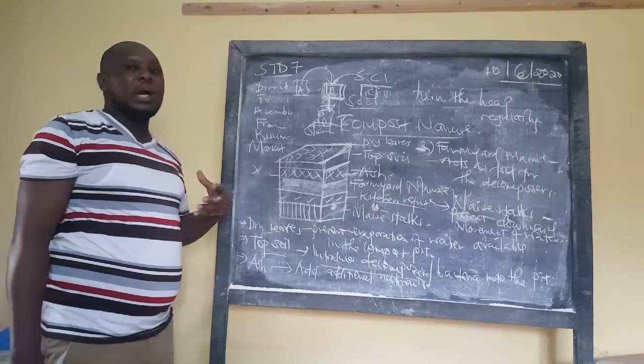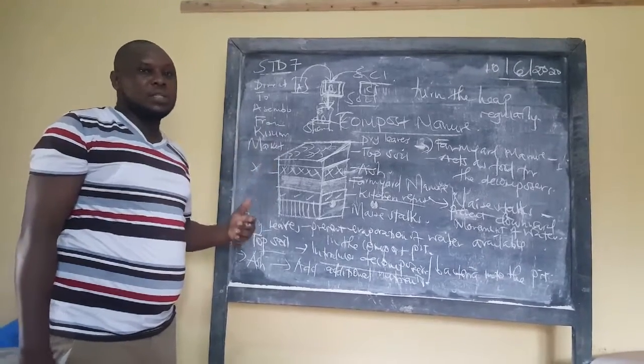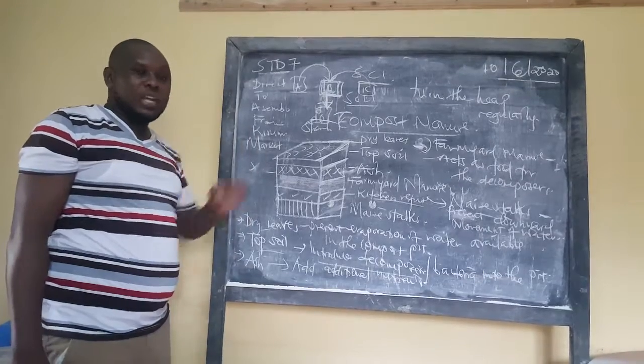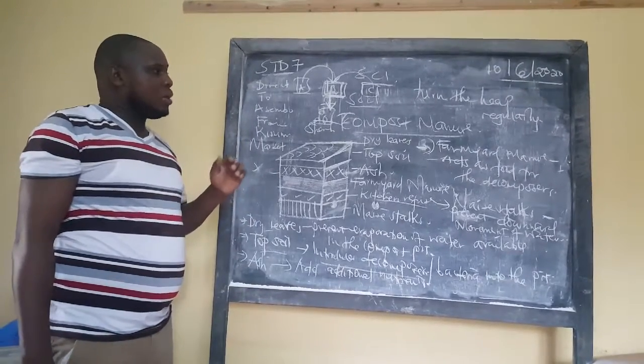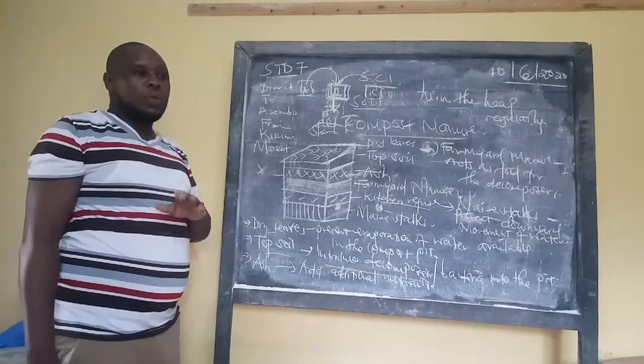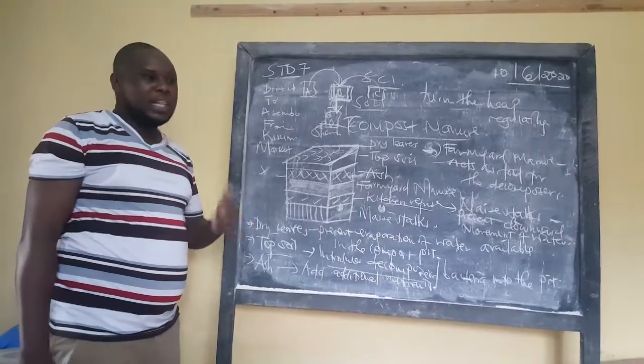After that, we'll deal with the fertilizers that we buy from the market. We call them the artificial fertilizers or inorganic fertilizers. We'll see that there are two types. We have the straight and the compound. Then I'll tell you the difference.